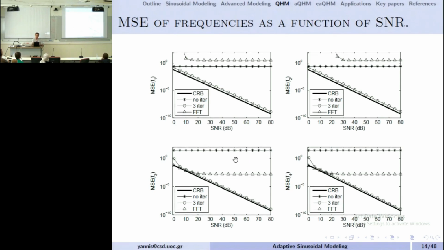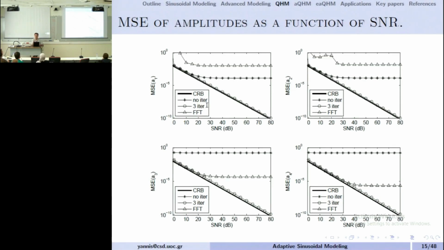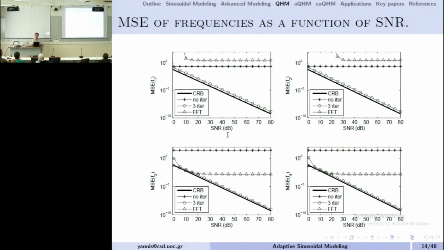However, when you start the iterations, this error reaches the Cramér-Rao bound for all the cases and outperforms peak picking methods. Once you do that, with just 3 iterations, you see a similar picture when you measure the mean squared error of amplitudes. Now, you see this as a function of SNR, how much noise you have added. So 0 dB means the same power for these 4 components and the noise. The more you increase the SNR, the cleaner your data are.